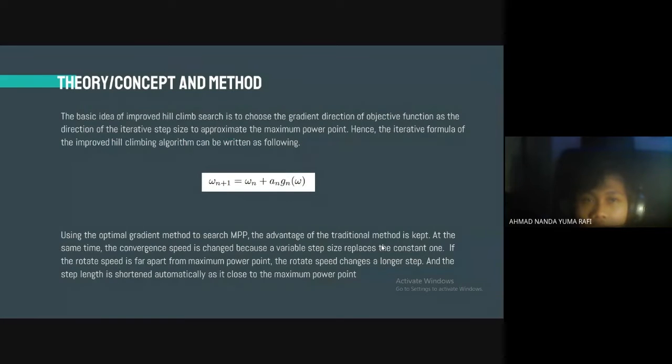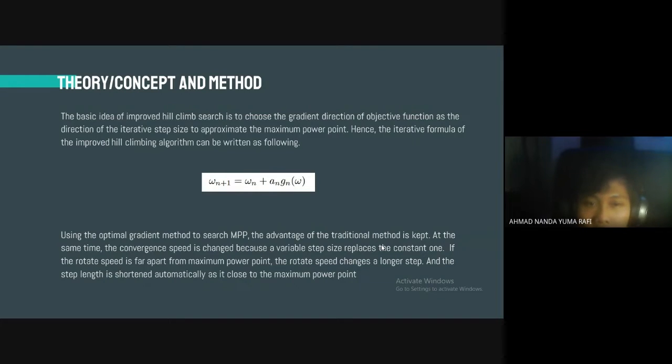For the theory, concept and method, the basic idea of improved hill climb search is to choose the gradient direction of the objective function as the direction of the iterative step size to approximate the maximum power point. Hence, the iterative formula of the improved hill climbing algorithm can be written as below, which is omega n plus 1 is equal to omega n plus a n g n omega.